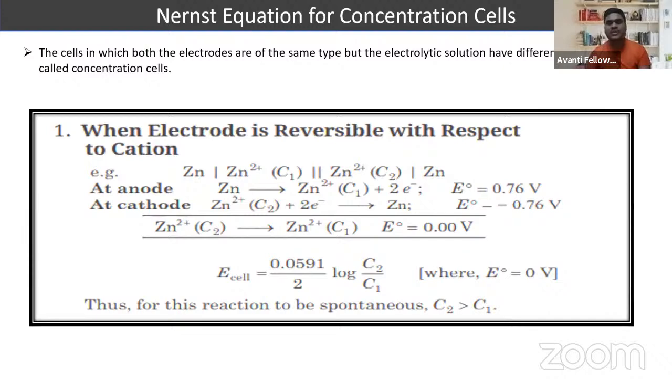So if the electrode potential of the cell is zero, what is E cell? E cell is nothing but 0.0591 upon n log C2 upon C1, where E naught is 0 volt. Thus, for the reaction to be spontaneous, C2 must be greater than C1. If C2 is greater than C1, then the cell is spontaneous. This condition you must remember; it is a very important condition.